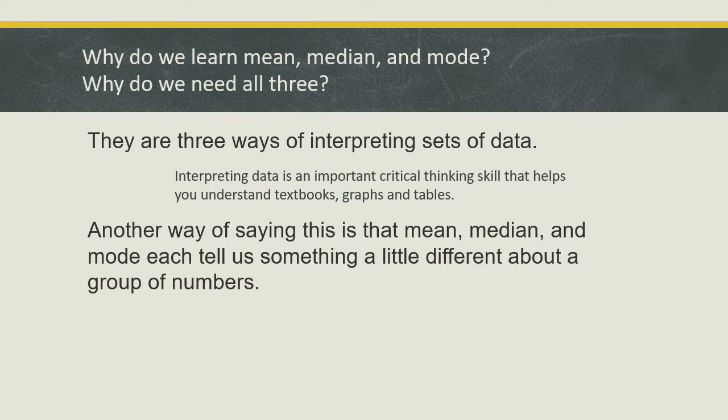Another way of saying that is that mean, median, and mode each tell us something a little different about a group of numbers. So think about it this way. If you have an object, oftentimes if someone asks you to describe the object, you might say the color, the size, and the shape. Each description, color, size, shape, helps you describe that object. In the same way, mean, median, and mode are three ways to help you describe and understand a set of data or a group of numbers. So let's look at an example to help us understand why you'd use mean, median, and mode.